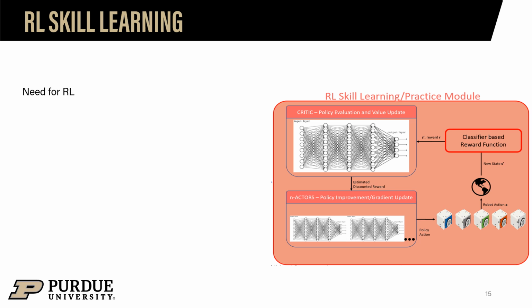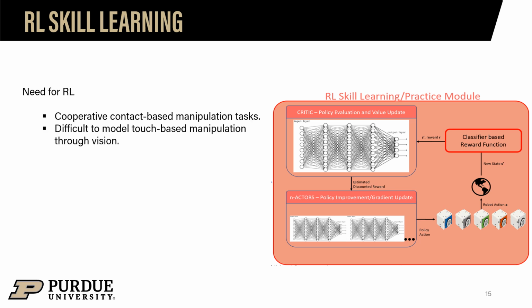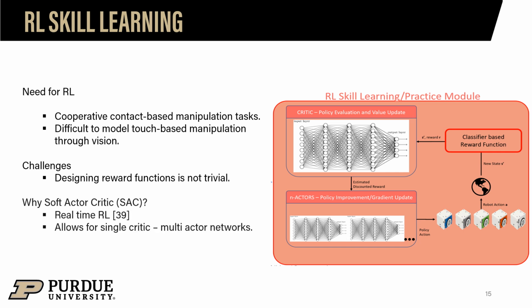Now, what is the need for skill training? The main need for RL in our work is essentially for cooperative contact-based manipulation tasks, and these tasks are often difficult to model using vision. The challenges in designing an RL module are essentially with the reward function. Since we're trying to generalize across multiple types of tasks, designing a general reward function is not trivial.